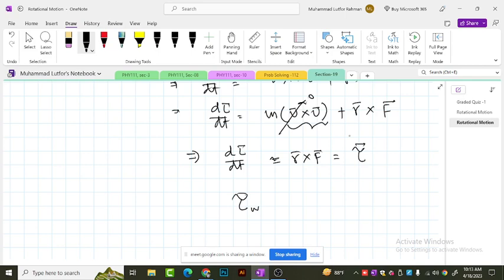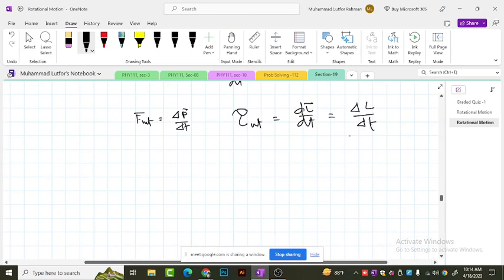Net torque would basically be dL over dt, or simply you can write del L over del t. So if you want to change the angular momentum of a system, you have to apply a torque on the system. It looks the same as what we talked about with linear momentum. If you want to change the linear momentum of a system, you have to apply an external force onto that system, right? Exactly the same case.